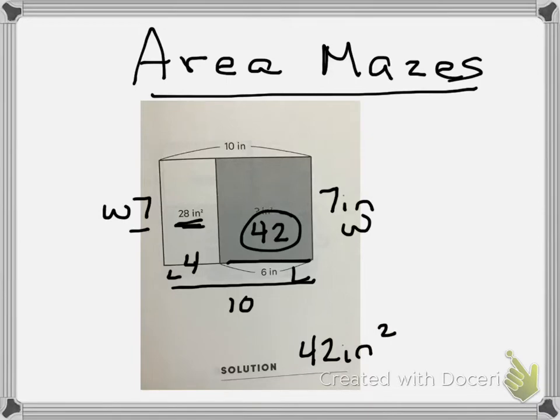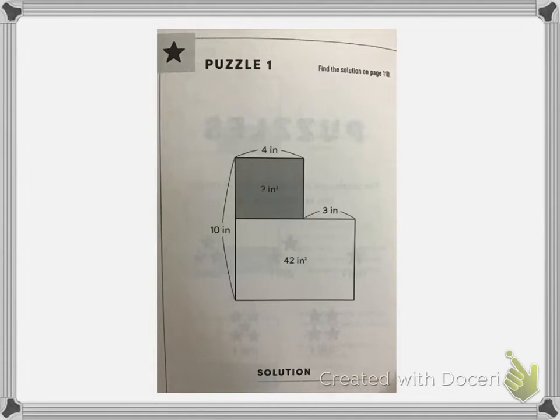All right, next puzzle. For this next puzzle, we're trying to find the area of the top rectangle there, the shaded rectangle. We know that the length is 4, but we don't know what the width is. We know that the width is part of this full length of 10. So let's see if we can use that and work backwards here.